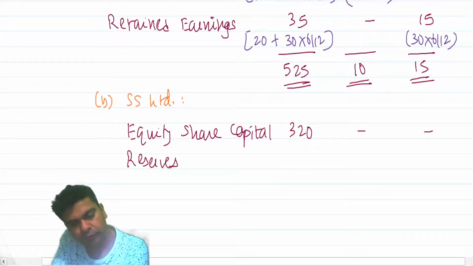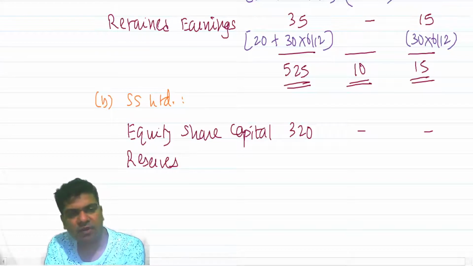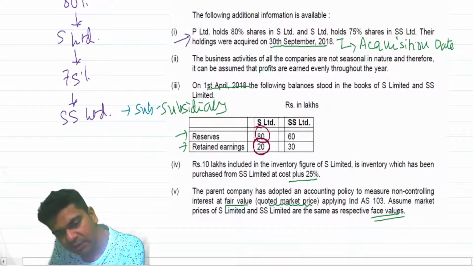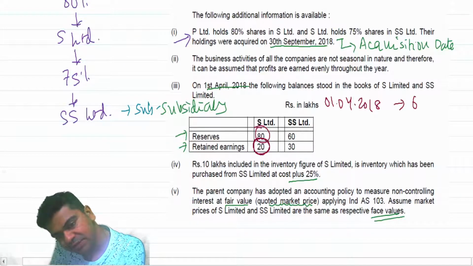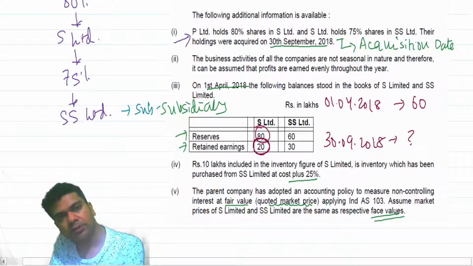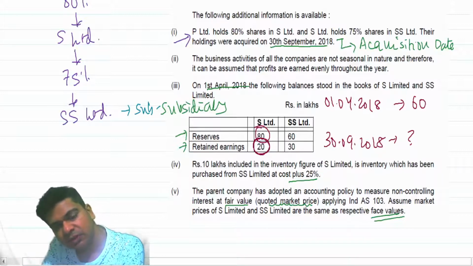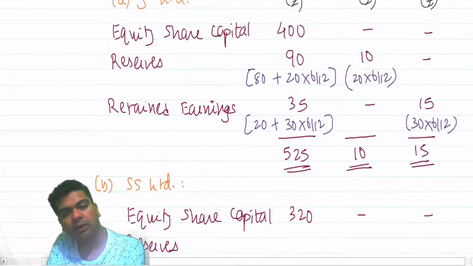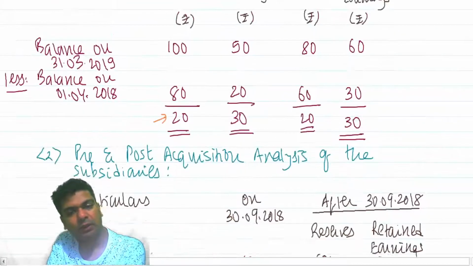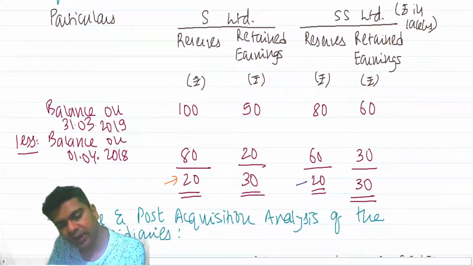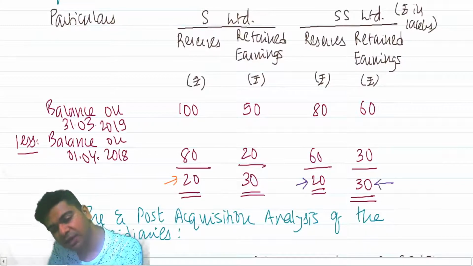Reserves. When we acquired the shares, we want the reserve balance on that day. They have given us the opening balance of 60. So on 1st April 2018, it is 60. However, I want to know what will be the balance on 30th September 2018. So during these 6 months, there shall be increase in the reserves. The increase in the reserves during the 6 months has been 20, isn't it? This 20 has to be now considered. And then in retained earnings, this 30 has to be considered.